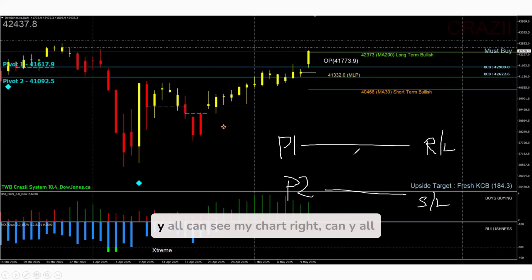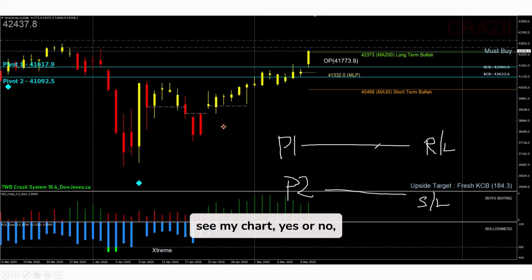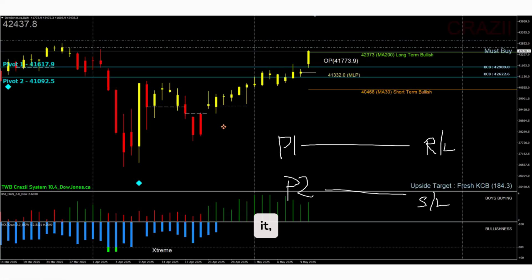So the thing is this, y'all can see my chart, right? Can y'all see my chart? Yes or no? Just to make sure that you can see my charts. Can see it?